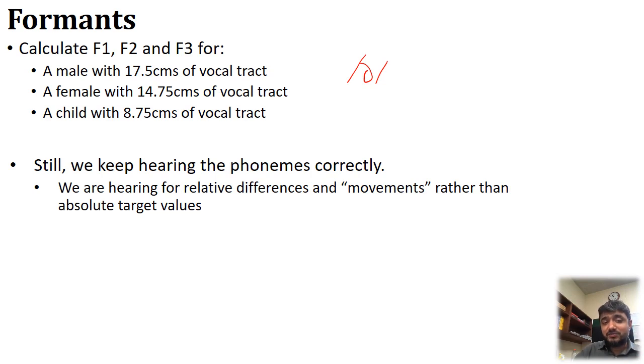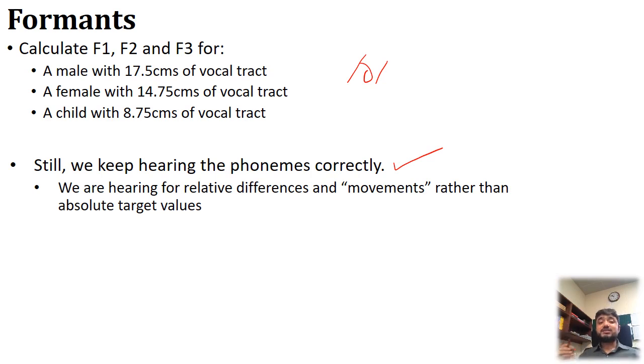examples, a male, a female, and a child, would be producing the F1, F2, and F3 at very different frequencies. Like the F1 of the male is different from the F1 of the female, which is higher in the case of the female, and the child's F1 is even higher. So as the vocal tract is getting shorter, the formants are getting pushed higher. But still, we keep hearing these phonemes correctly.